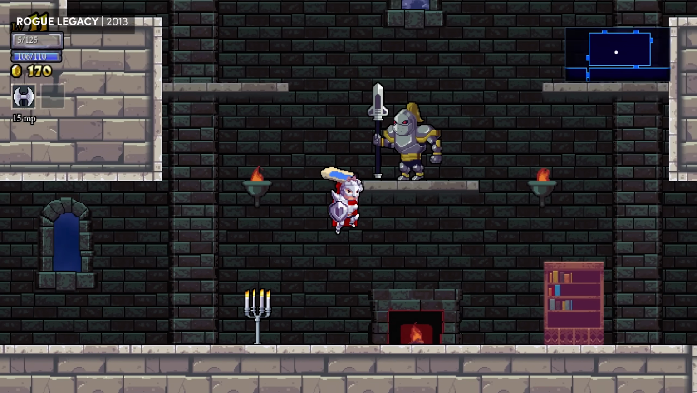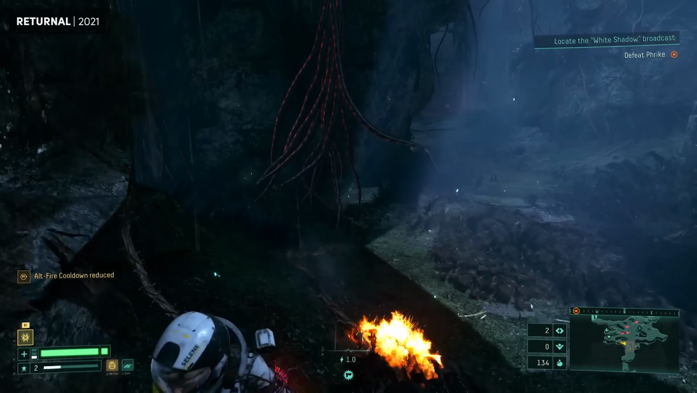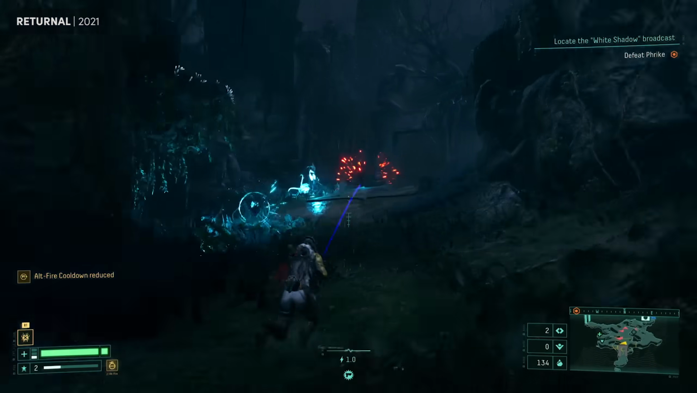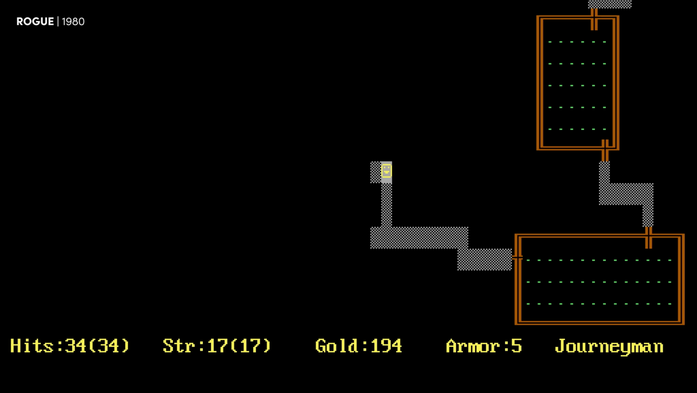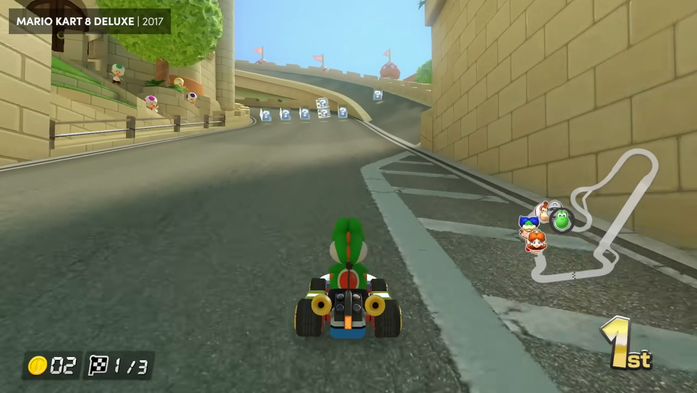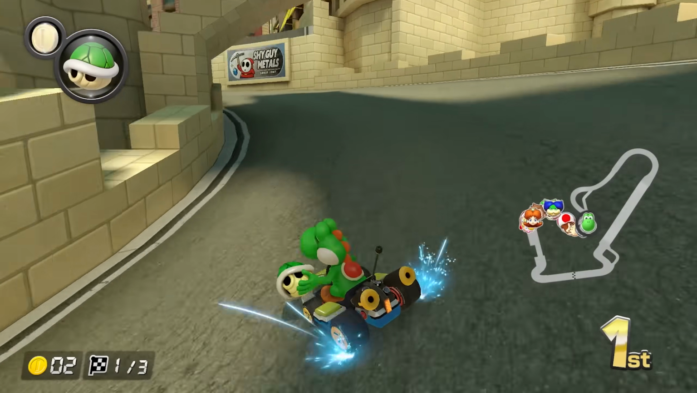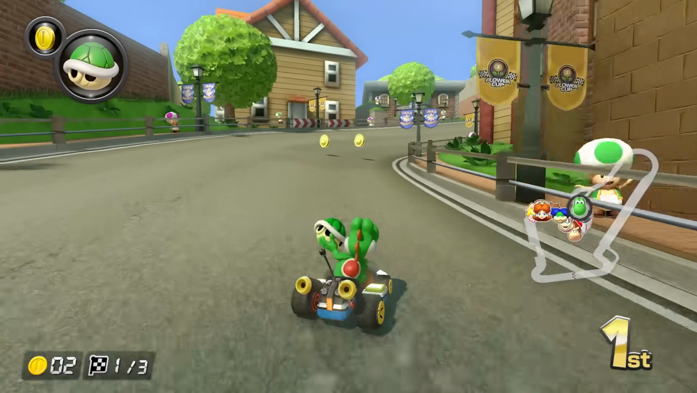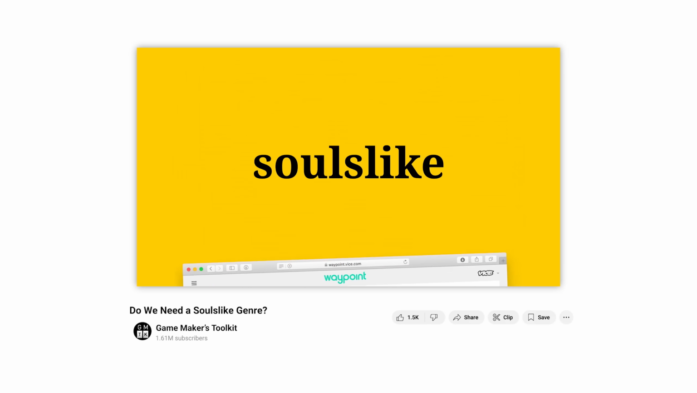Okay, let's move off that track and talk about something else. One of the most popular subjects in gaming discourse is the topic of genres. Not a day goes by on Reddit without someone asking if a game truly counts as a roguelike, and we can't go a week in the GMTK Discord without someone pointing out that Mario Kart is secretly an immersive sim or some mad nonsense. But in the video, Do We Need a Souls-like genre?